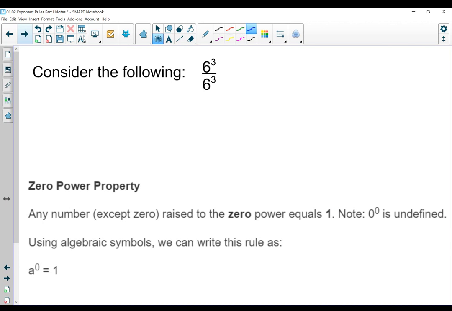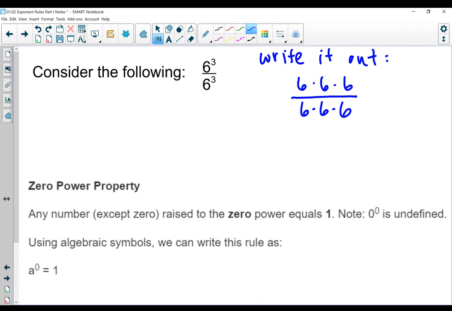We're going to look at kind of a special case now. 6 cubed divided by 6 cubed. So first I'm going to write it out. Always a good way to explore a new property. So this would be 6 times 6 times 6 divided by 6 times 6 times 6. I can tell already writing this out that some of you are going to look at that 666 and be concerned. I'm really sorry about that. Did not think when I picked that number.